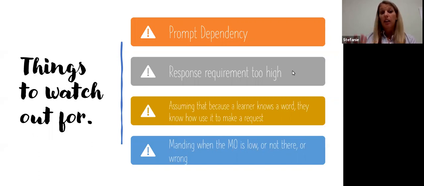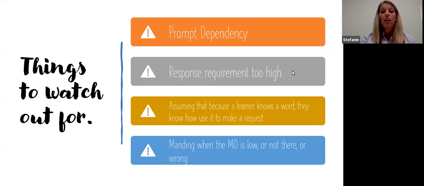So keep in mind, be cognizant of the response requirement and make sure that it is appropriate for the learner and where they're at. Another one is assuming that because the learner knows a word, they know how to make a request. This can happen. A learner might know that something is called a ball, or a drink, or a certain toy, a car, but that doesn't mean that they know how to solicit an adult and ask for it. They might be able to say car, but you still have to teach them how to request the car. So that's something to be aware of.